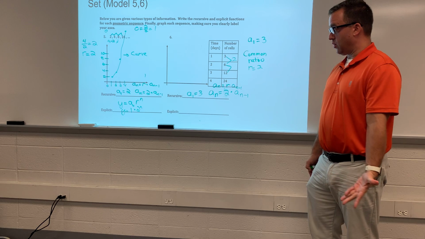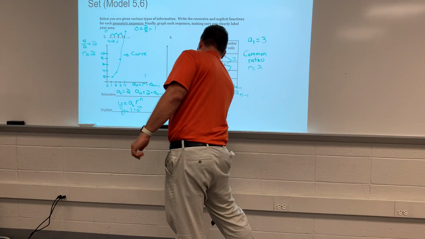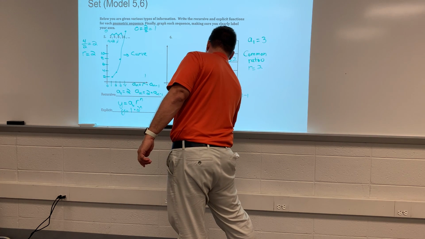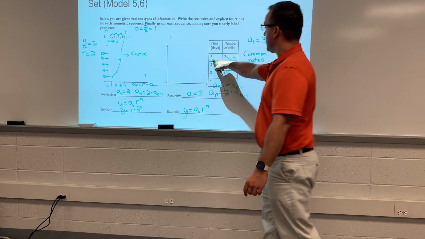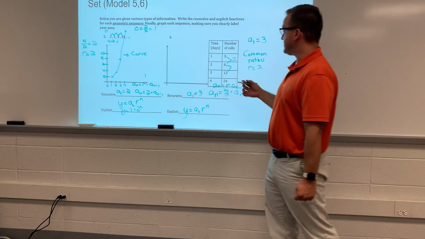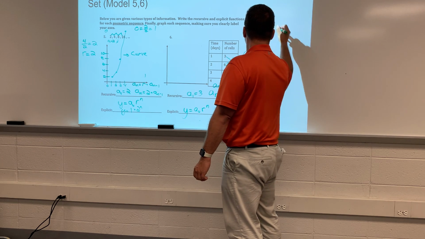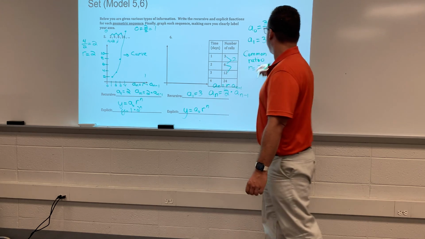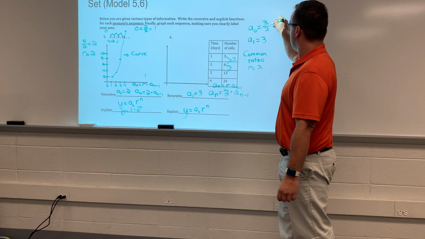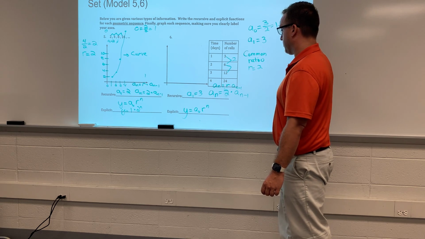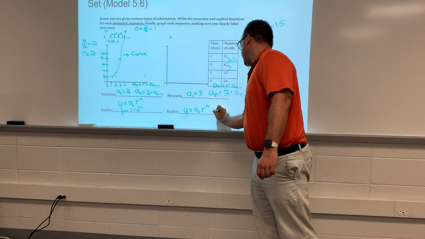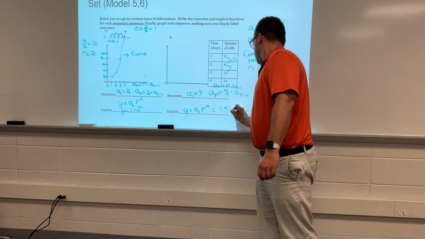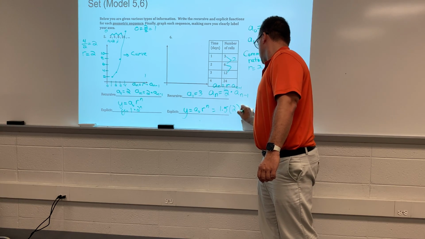All right, so for our explicit equation, we just write y is equal to a sub 0 times r to the n. So I have to go back and find the 0th term. So if a sub 1 is 3, a sub 0 equals 3 divided by the common ratio, 3 divided by 2, and you can use your calculator there, and that's 1.5. So my equation here is 1.5 times 2 to the n.